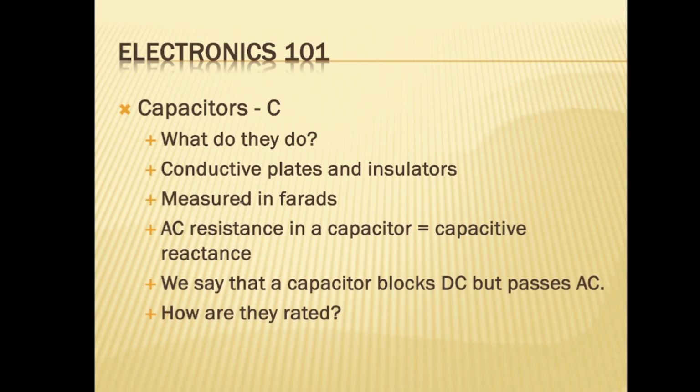Generally, what we like to say with capacitors is that they will block DC but pass AC. Because if you put DC on a capacitor, it will simply charge it up and then just sit there. There's no way to discharge it. But when we put AC across it, AC will come in, charge it, come back the other way and discharge it, charge it, discharge it, back and forth.